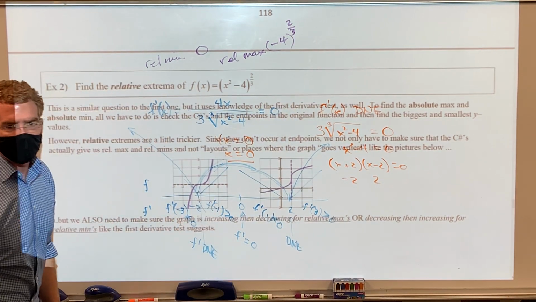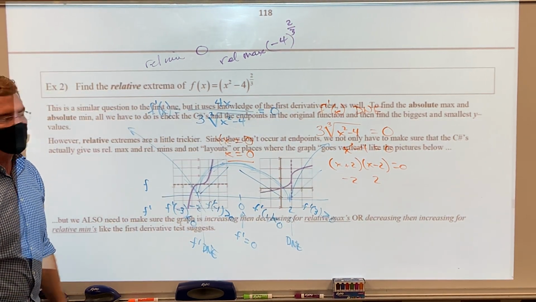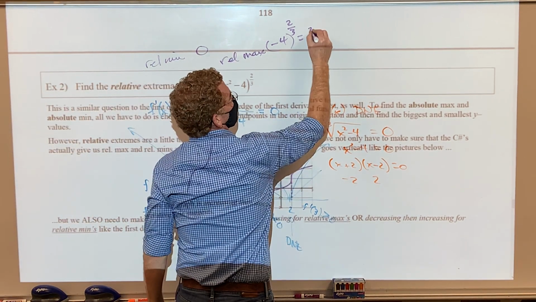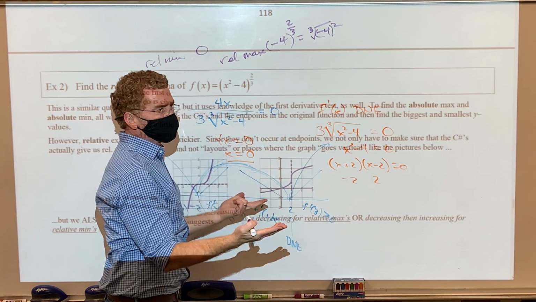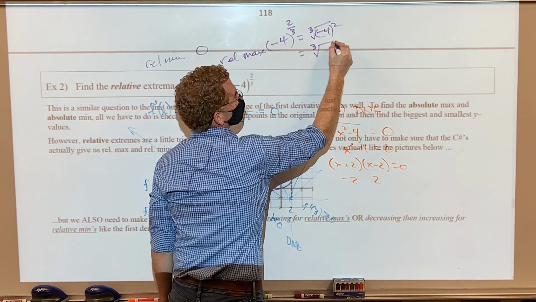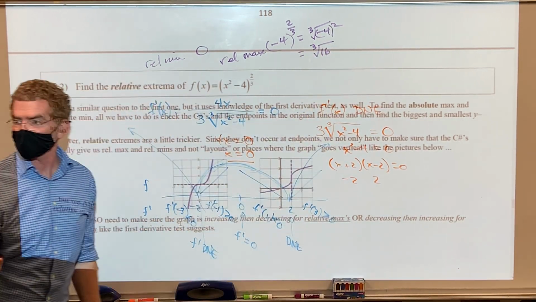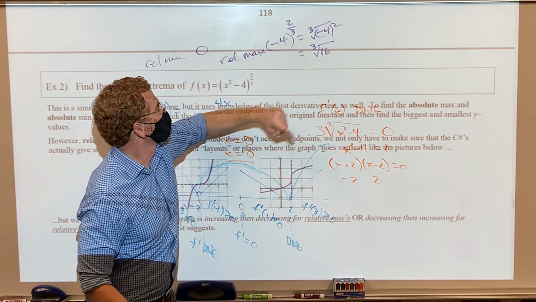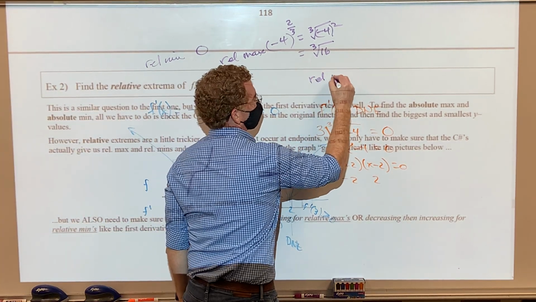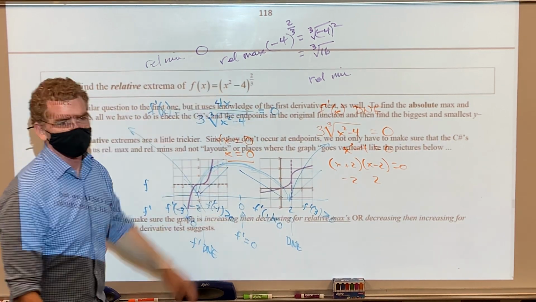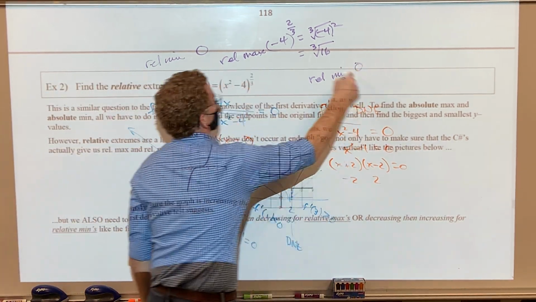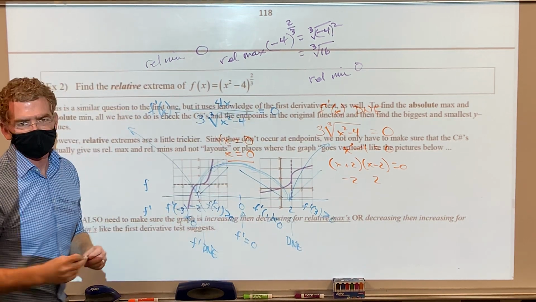And guess what -4 to the 2/3 power gives me? That's the same thing as what? The cube root of, so cube root of 16, right? Ends up being positive. That's my relative max, right? And then I got another relative min where? Another relative min of +2 in there also gives me 0. So I have mins of 0, max of cube root of 16.